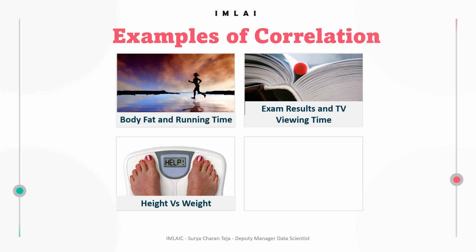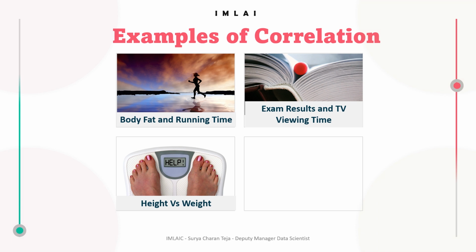Then the third example, height versus weight. The relationship between a person's weight and height is often good. To put it another way, bigger people often weigh more. So you can say that it's positively correlated. If the height increases, the weight of the person also increases. That's what we're saying. It may vary, but it's generally correct.